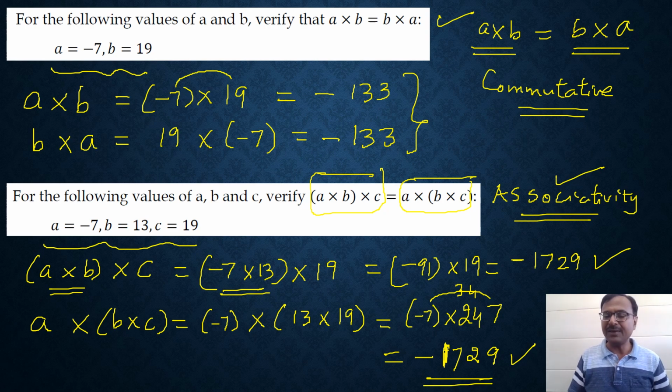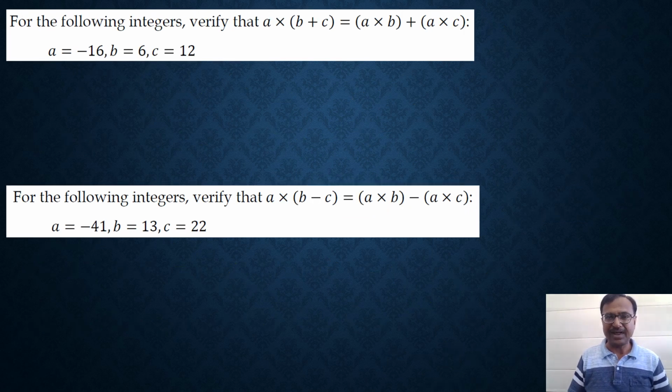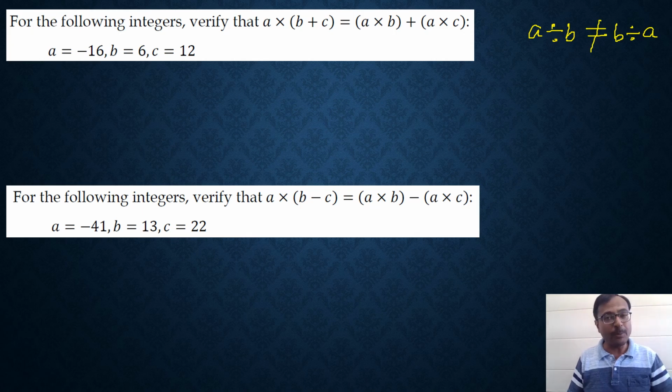Likewise, if you see division, there are so many properties of division also, but if you have A divided by B, you will find that it is not equal to B divided by A. And so the commutative property of division does not hold good on integers also. Likewise, the associative property also doesn't hold good in case of division of integers. So I decided to go for the distributive property.